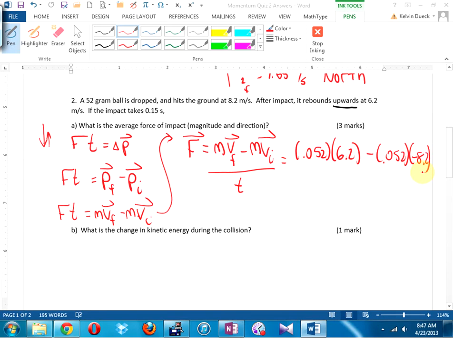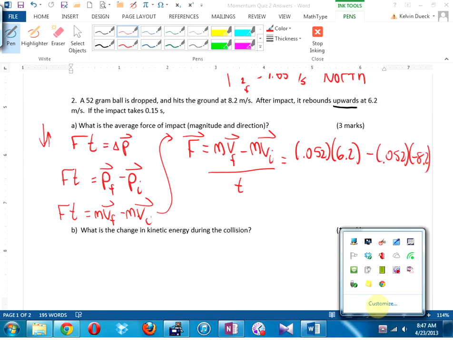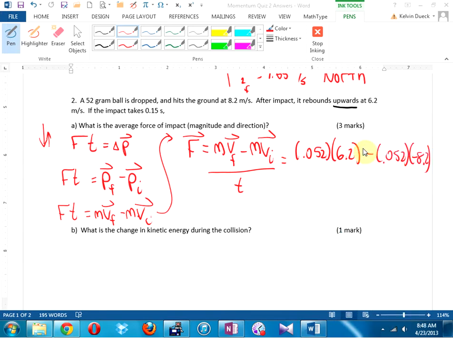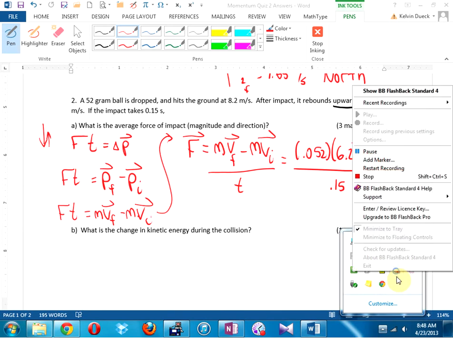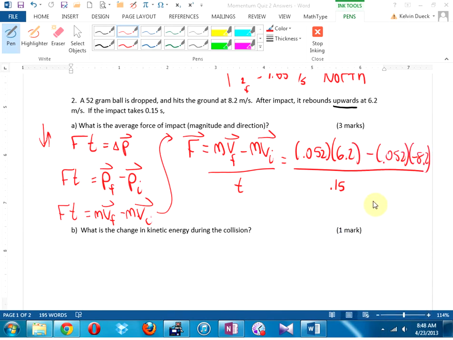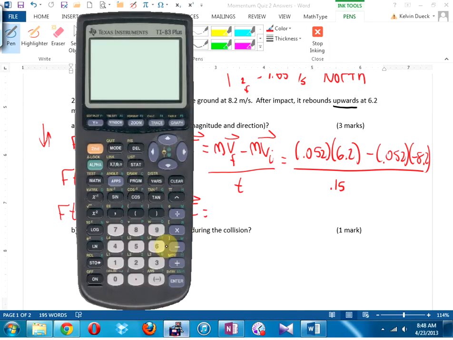8.2. Please excuse this interruption, but if we could have Mrs. Thompson and Ms. Kessler all divided by, yoink, 0.15. If I get a positive force, what direction is that? If I get a positive, up. If I get a negative force, what direction is that? Down. Hey, let's plug and chug. See if I get a positive or a negative answer.